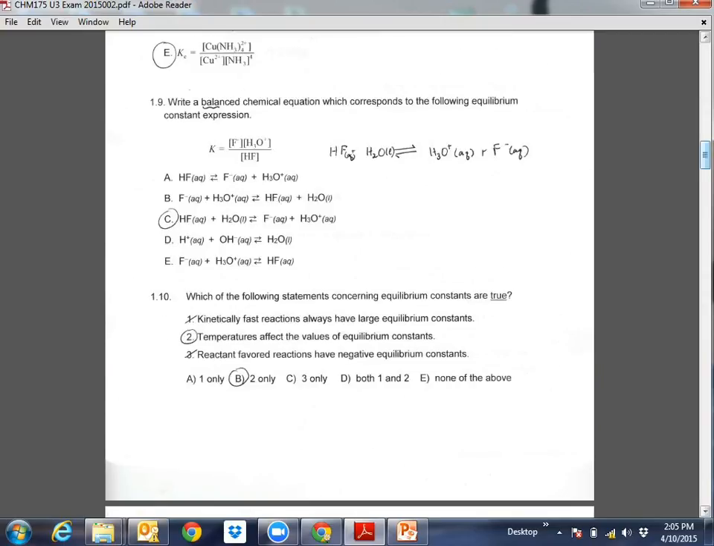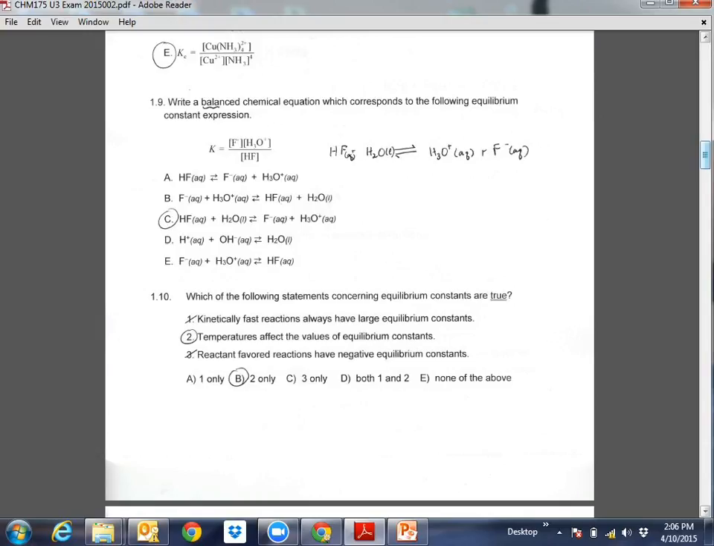Write a balanced chemical equation given this Kc expression. Of course, on the product side we have F minus and hydronium cation, and on the reactant side we have HF. But to balance it, we're going to add 1 H2O molecule on the reactant side. We've been talking about that, haven't we, in Unit 4. So C corresponds to the best answer for that one.